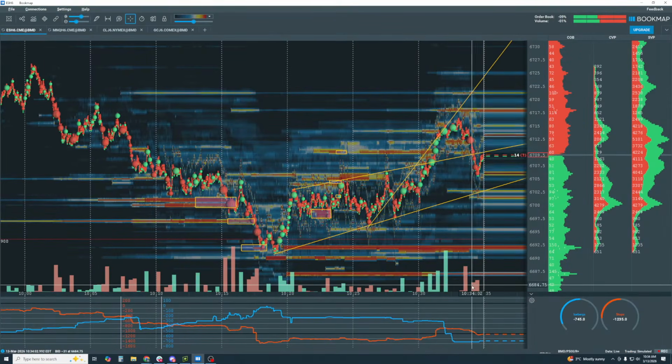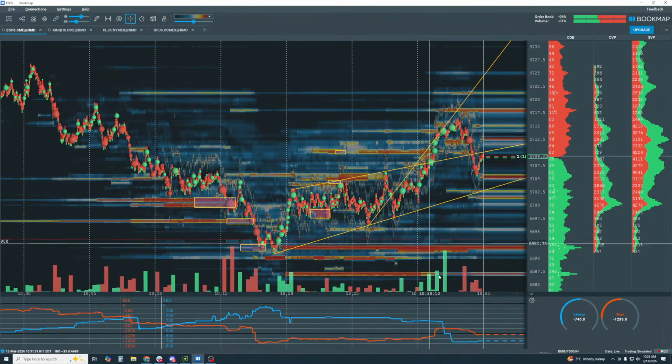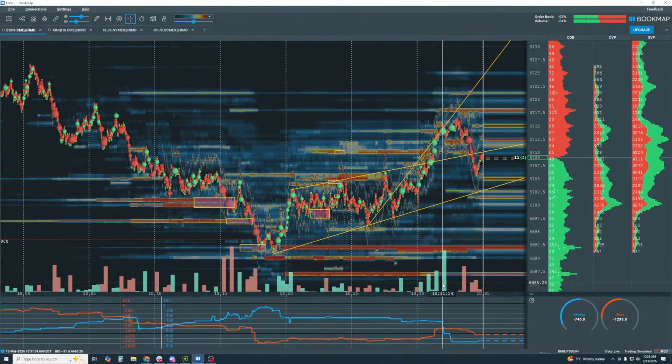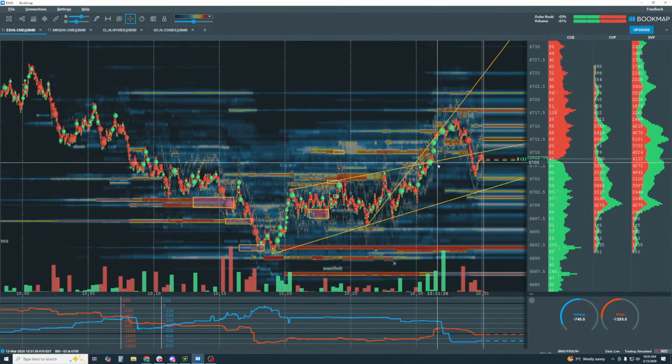I don't like it. I don't see an edge there. This is a lot of selling. Okay, there's a lot of buying. There's more buying than selling. Okay, that's true. Let's take a look at some structure in here.